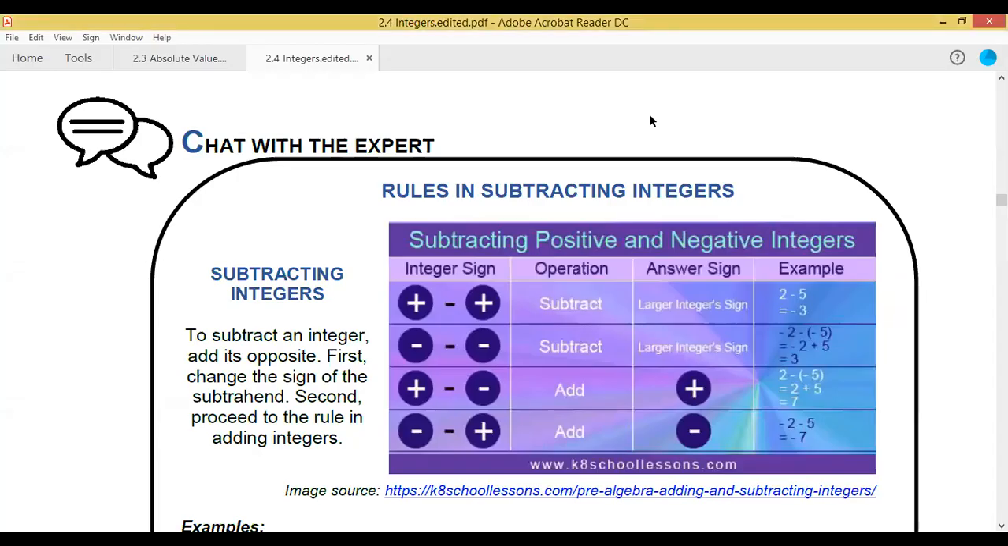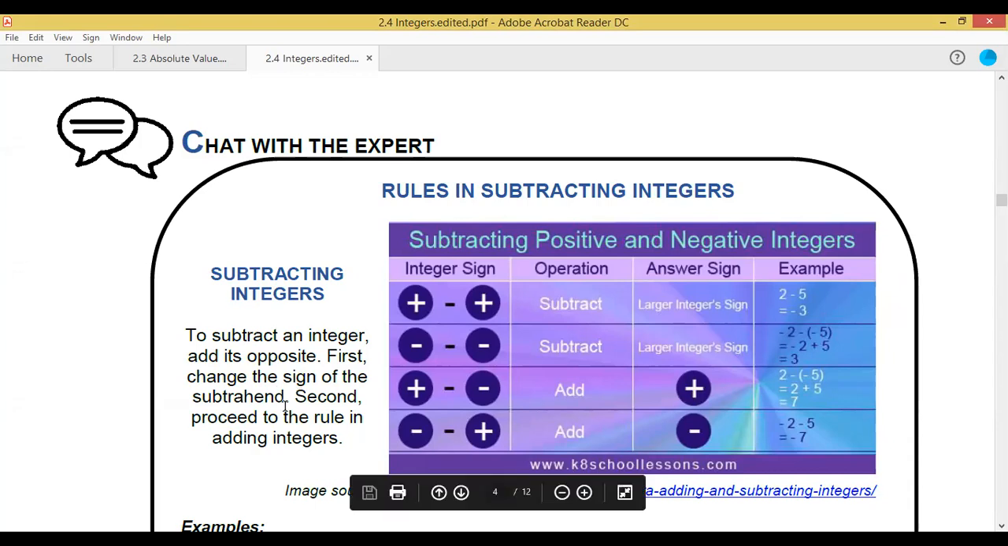Welcome back. This time, we will learn how to subtract integers. And here's the rule. To subtract an integer, add its opposite. First, change the sign of the subtrahend. Then second, proceed the rule in adding integers.